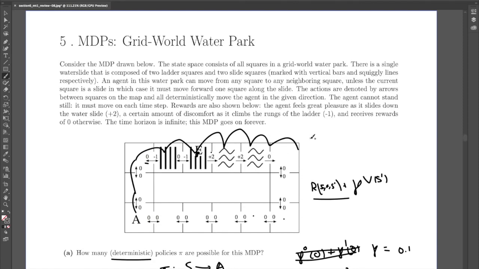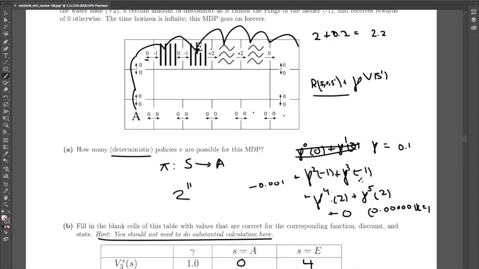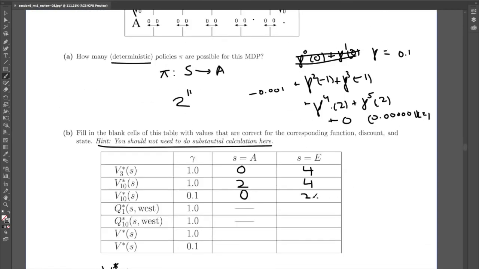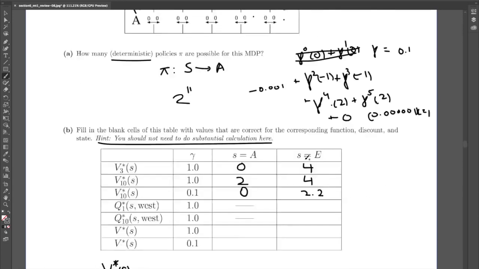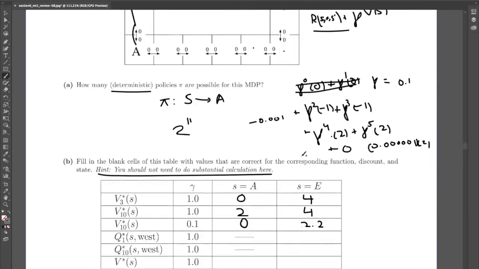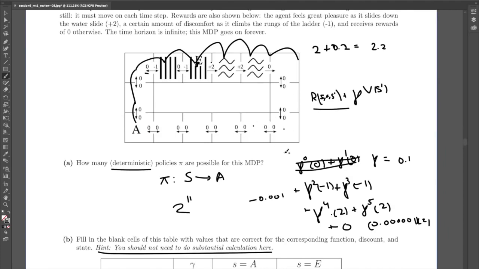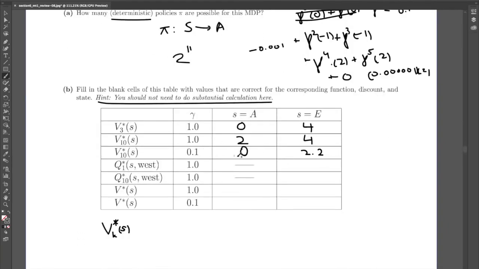It's going to be gamma to the power 0 times 2, which is just 2, plus gamma to the power 1 times 2, which is 0.2. So what is that? That's going to be equal to 2.2. And so the final answer here is just 2.2, plus a bunch of zeros afterwards, which I'm just ignoring because all of these are 0 reward. And that's it for this row.